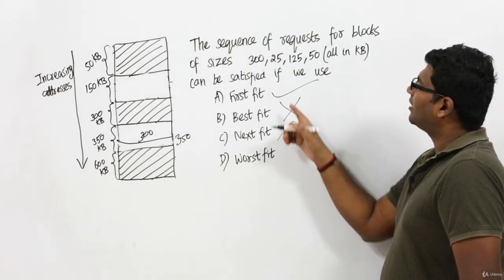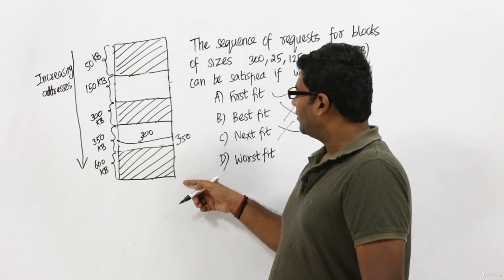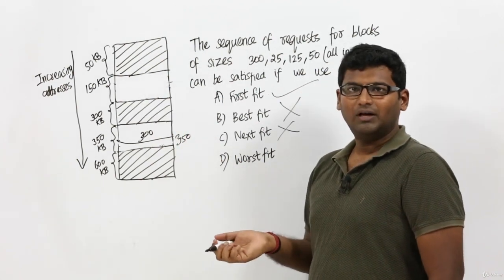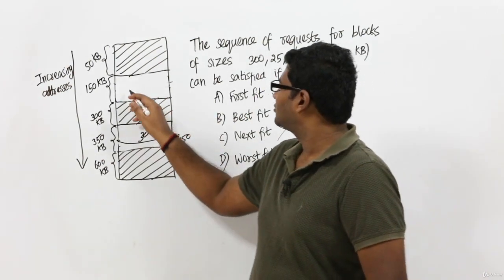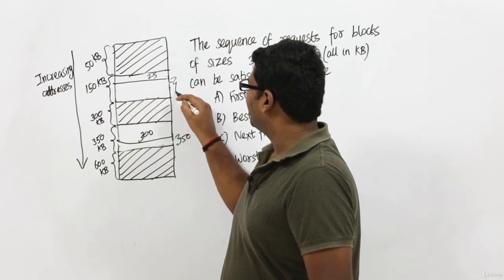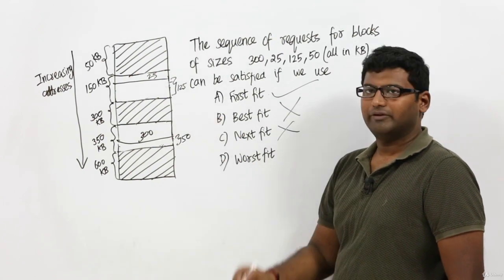Now whenever a 25 KB process comes into the RAM, what will we do? We will scan the complete RAM. We will find out two holes, 50 and 150, which can hold our process. Out of this, the biggest hole is nothing but 150, and so we will allocate this 25 over here, okay? 25 over here, and so we are left with a space of 125. We have two holes now, 125 and 50.